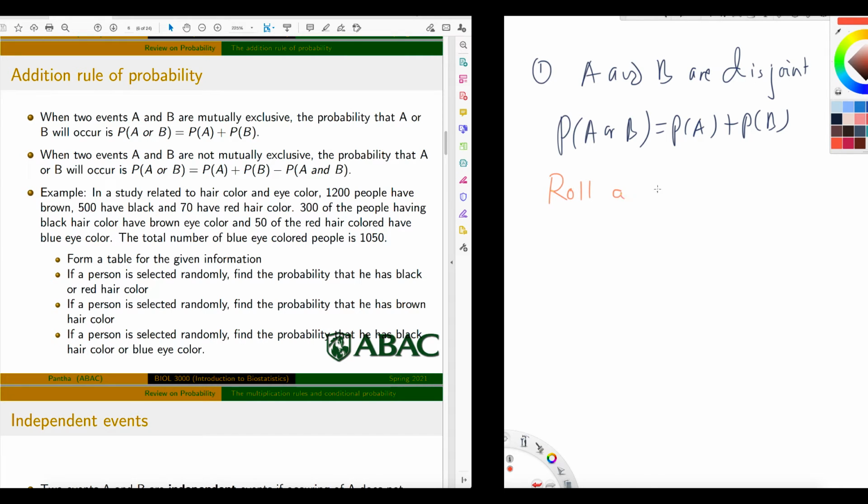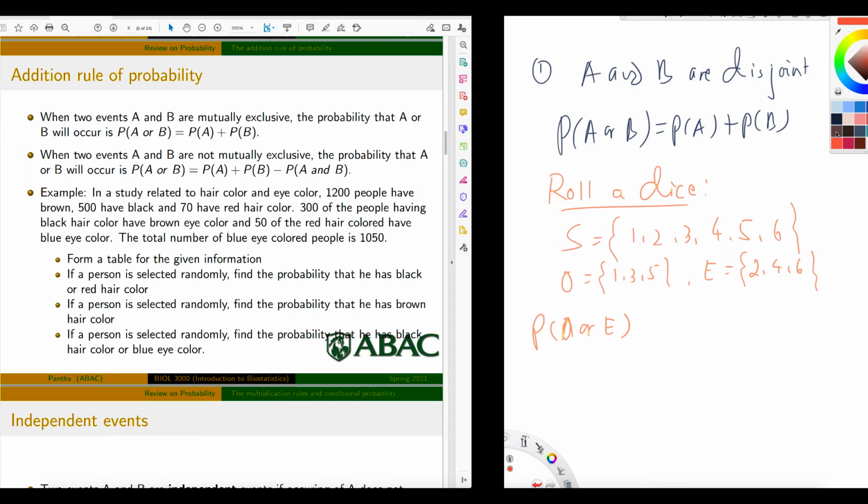Okay, for example, let me give you the same example we had. Roll a dice, right? If you roll a dice, then the sample space is 1, 2, 3, 4, 5, 6. Let's say the odd event is 1, 3, 5, the odd numbers, and the even event is the even numbers 2, 4, 6 in that sample space, right? What is the probability of O or E?